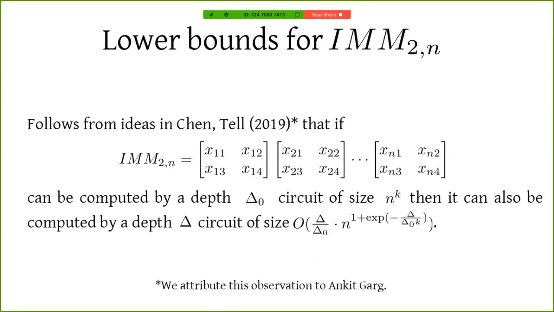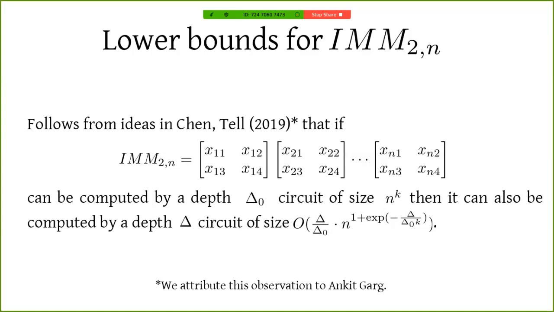Also, proving lower bounds for the polynomial IMM2n will be interesting. It follows from ideas in the work of Chen and Tell that if IMM2n, that is the multiplication of n many 2 cross 2 matrices whose entries are distinct variables, can be computed by a depth delta 0 circuit of size n raised to k, then it can also be computed by a depth delta circuit of size order delta divided by delta 0 times n raised to 1 plus exponential minus delta divided by delta 0 times k.